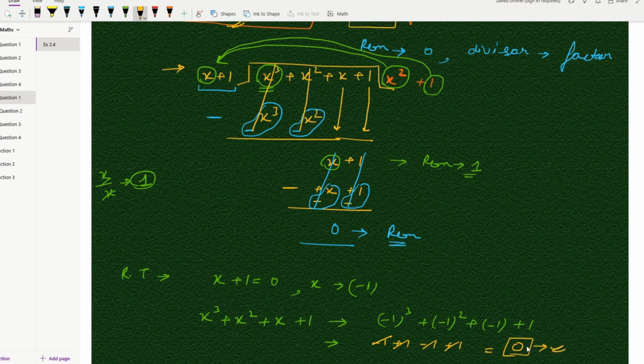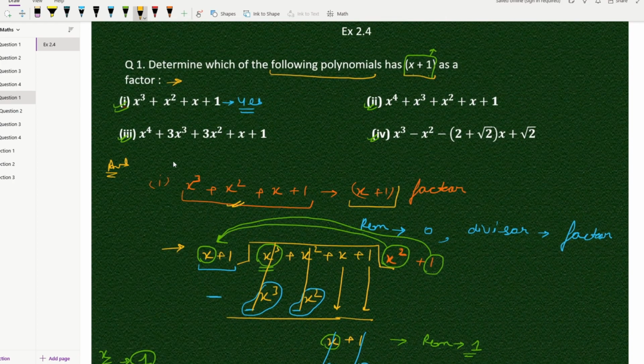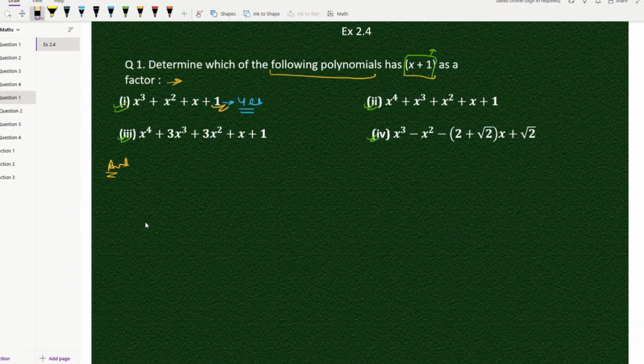So in both the cases, हमने लॉन्ग डिवीज़न किया और हमने शॉर्टकट मेथड लगाया रिमाइंडर थ्योरम वाला, remainder is 0. So therefore x + 1 is a factor for this first case. Now we'll come to the second case, that is the second part of this question.